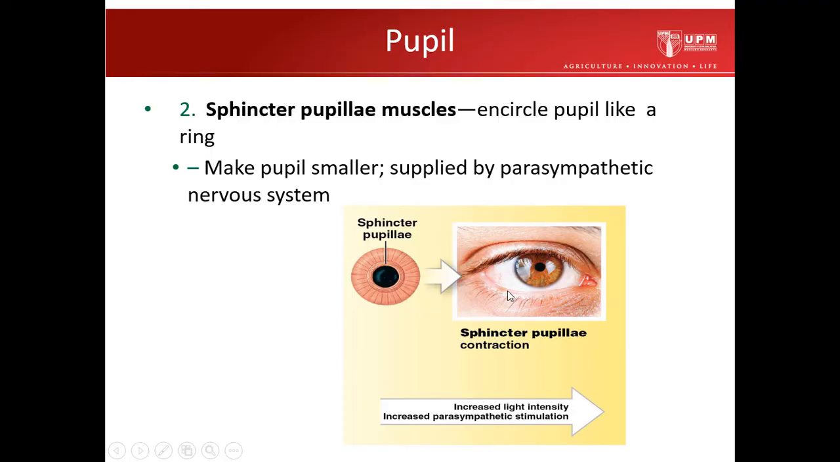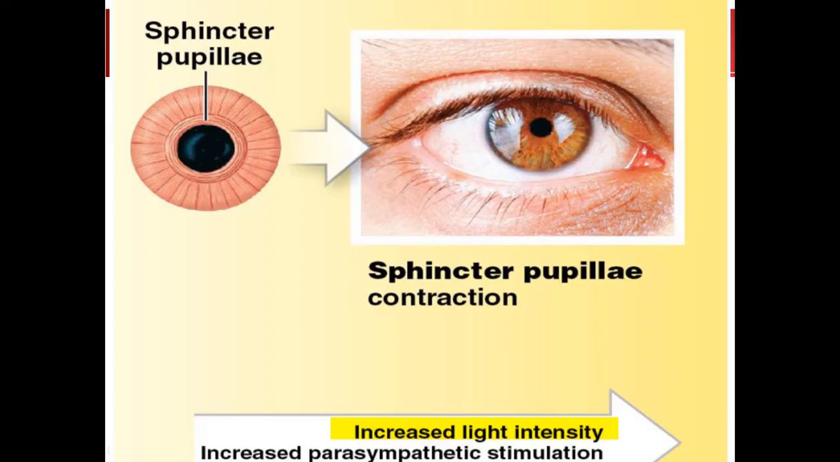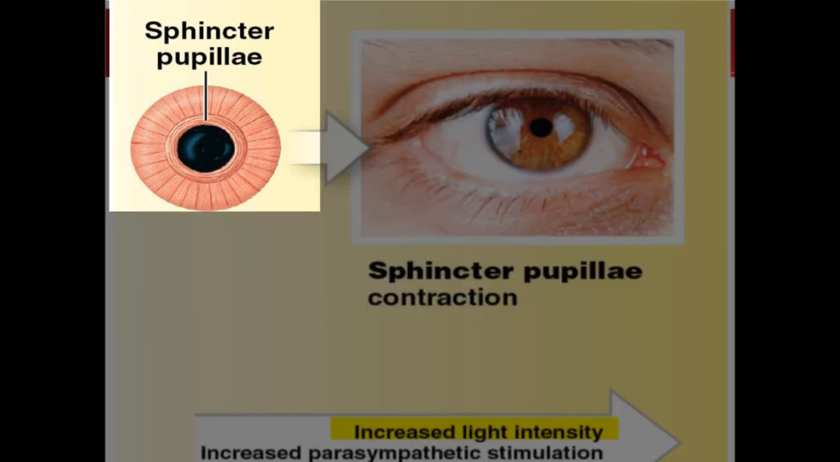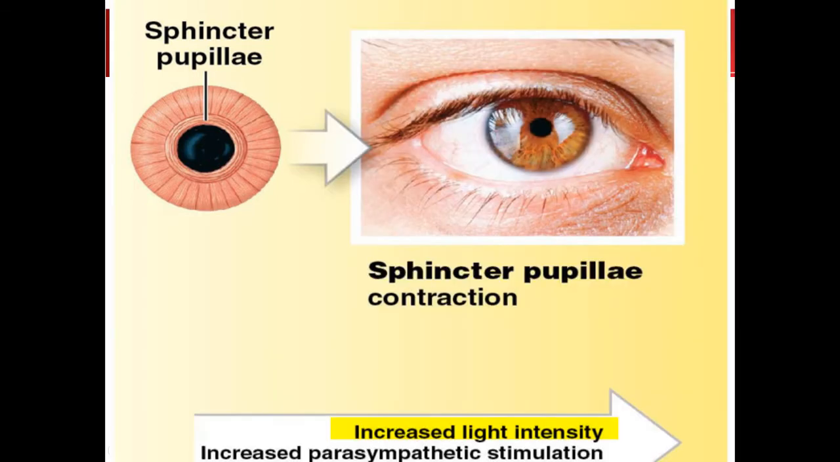In response to bright light, the sphincter pupillae muscle contracts, and the pupil will decrease in diameter. So this actually involves parasympathetic activation.